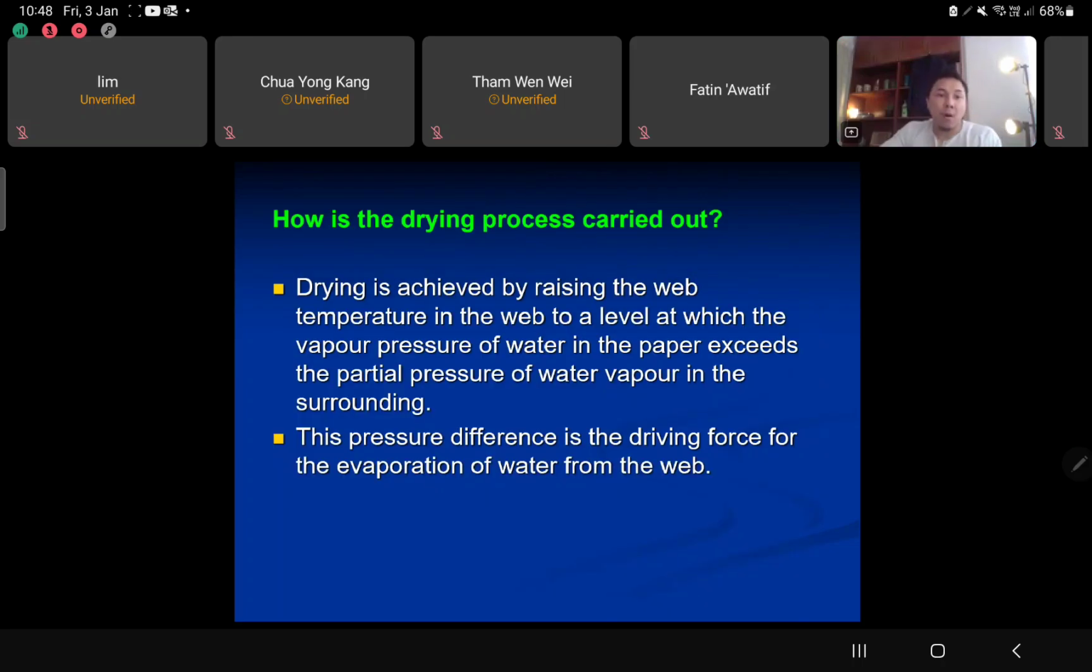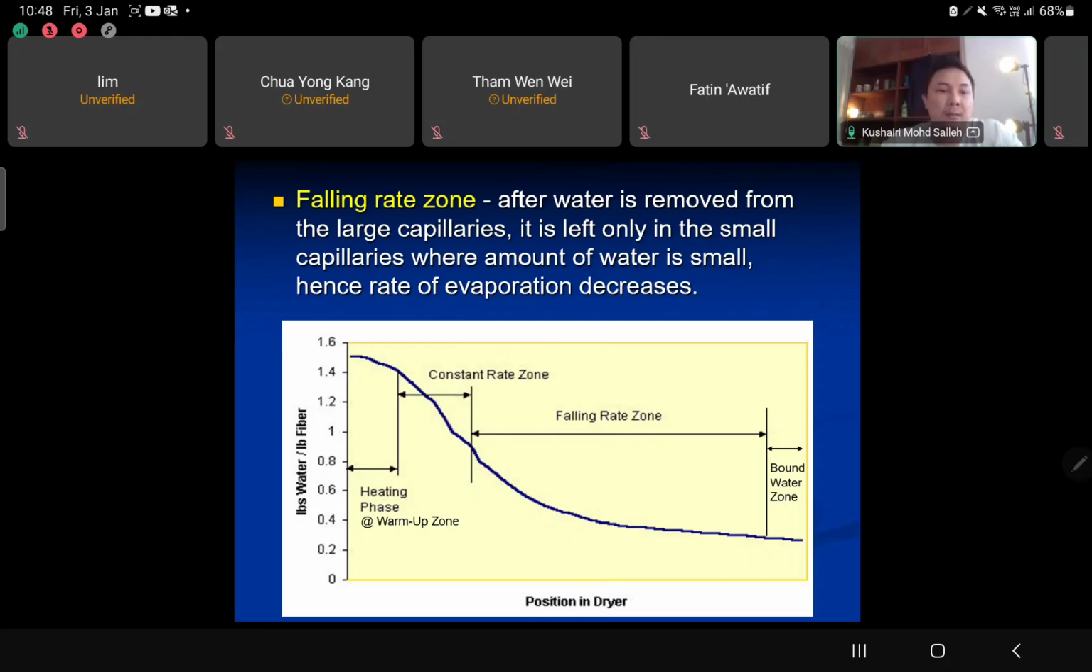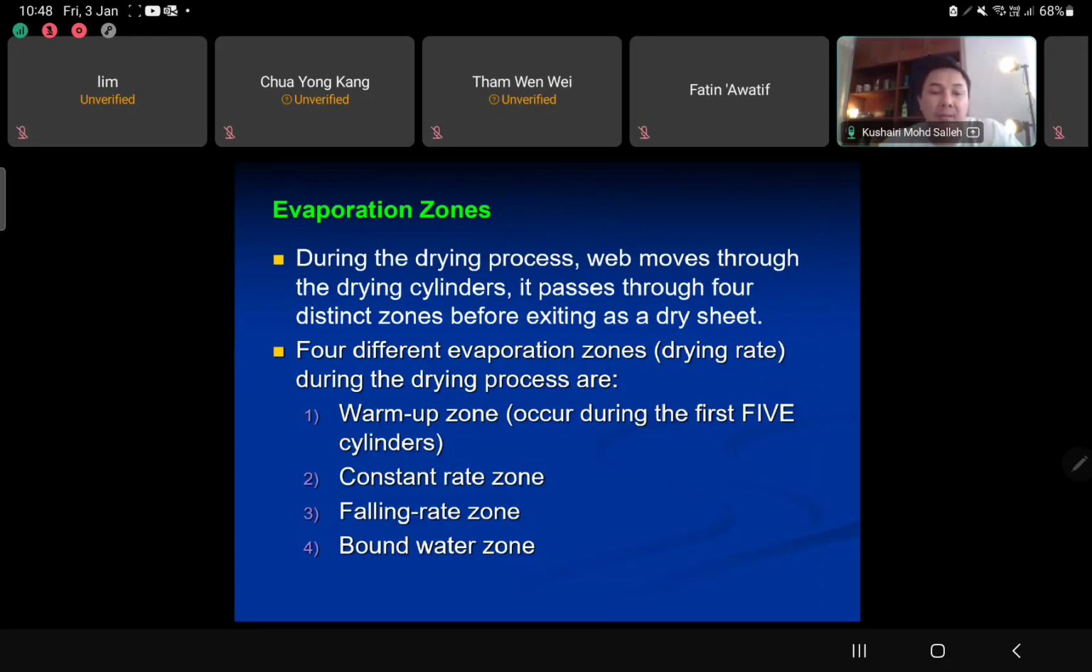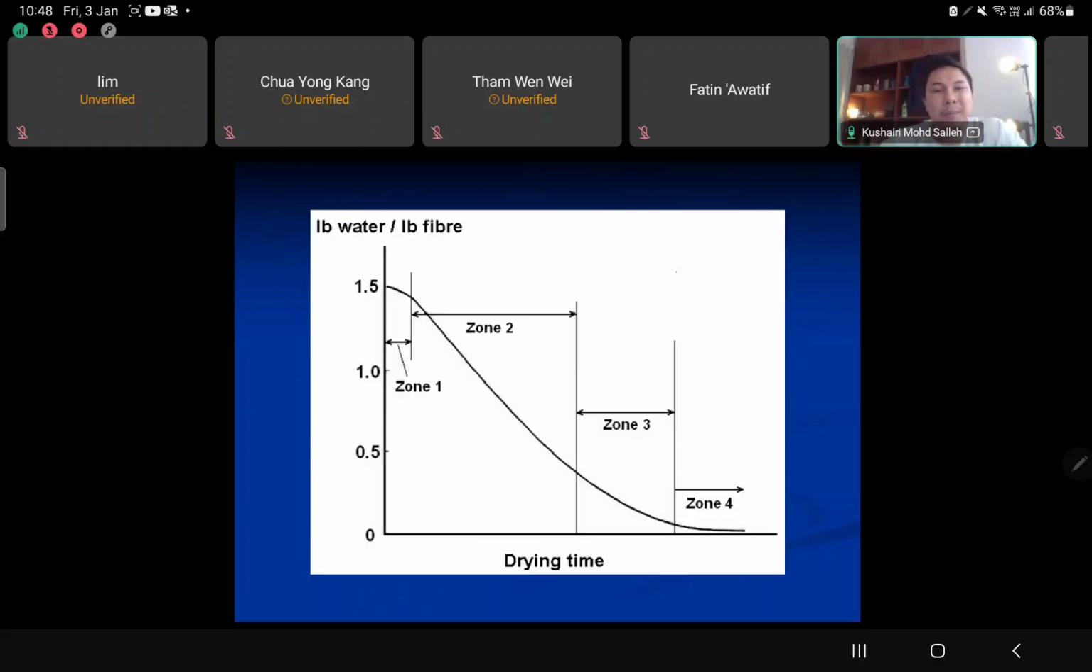Okay, that's all for the different phases. If you are talking about different phases of drying, we are talking about the phases on each drying cylinder. If we are talking about zones, different zones require different conditions, like the warm-up zone, where we have about 5 cylinders. And then we have the constant rate zone, the falling rate zone, and finally, at the end of the drying section, we will have the bound water zone. This is where we reach the targeted moisture content of 6 to 8%. Maybe there is no removal of water at all at the end stage of the drying process.